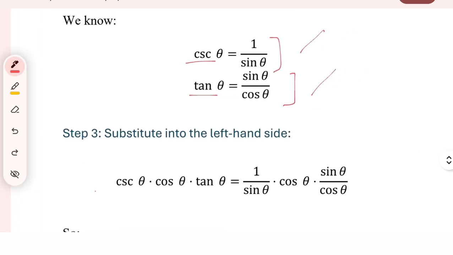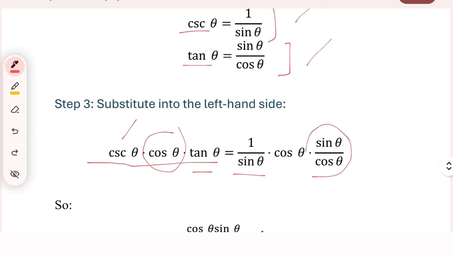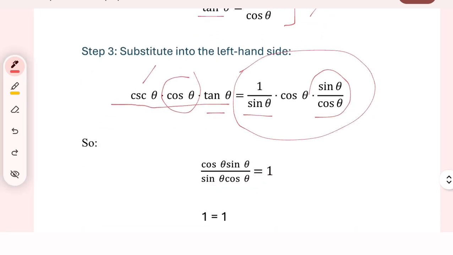So we have here the left side of the equation. We will change cosecant into 1 over sine, and we will just copy the cosine, so we don't need to change it. And of course the tangent is sine over cosine. All of this is just the left side. We need to prove if it is equal to 1. Is it equal to 1?